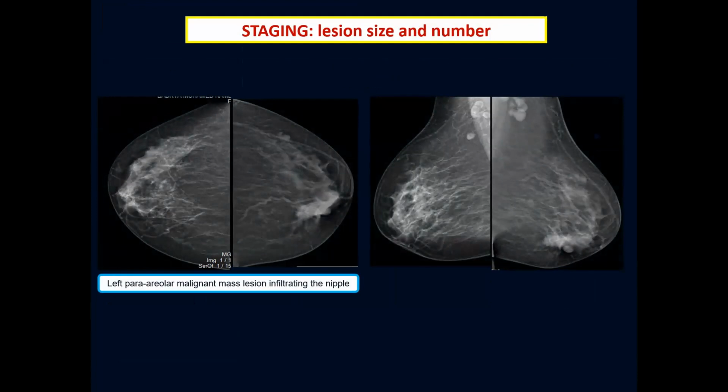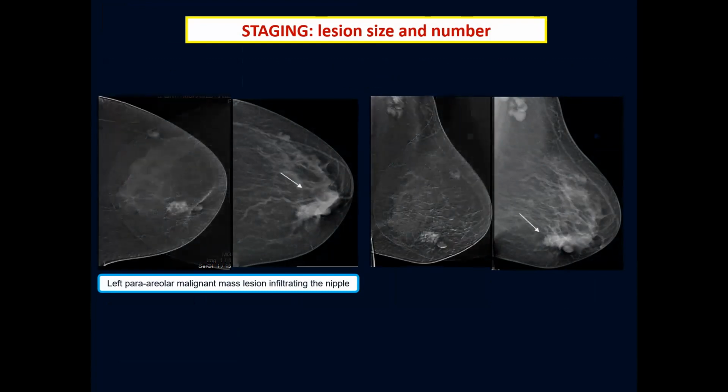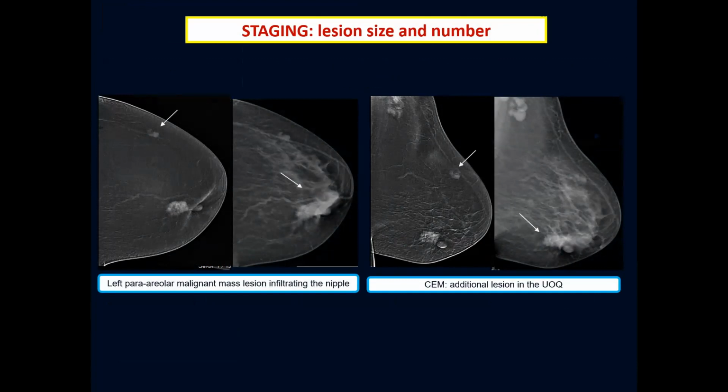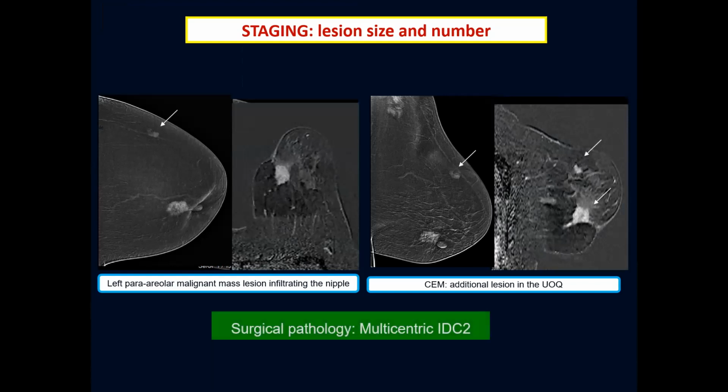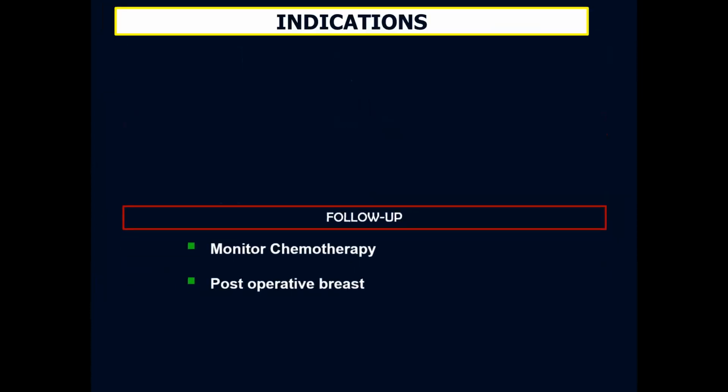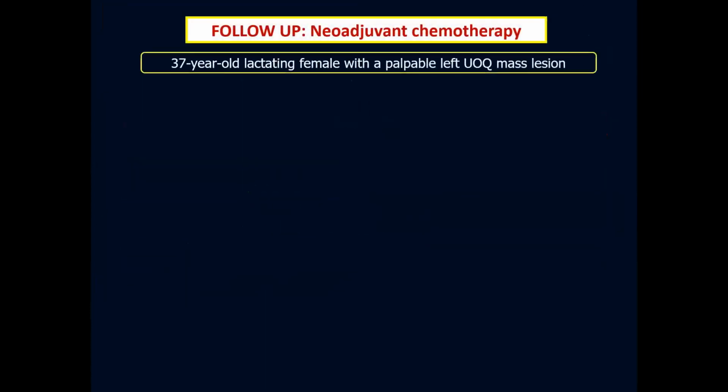This was another case. She had a left paraareolar malignant mass lesion that was apparently infiltrating the nipple. This was the contrast mammogram of the patient, and the lesion on the contrast mammography appeared smaller than it appeared on the mammogram. But unfortunately, there was another lesion in the upper outer quadrant of the left breast, and this was the MRI of the same patient. And again, the surgical pathology came back with a multicentric invasive duct carcinoma. And lastly, we go to the follow-up of patients.